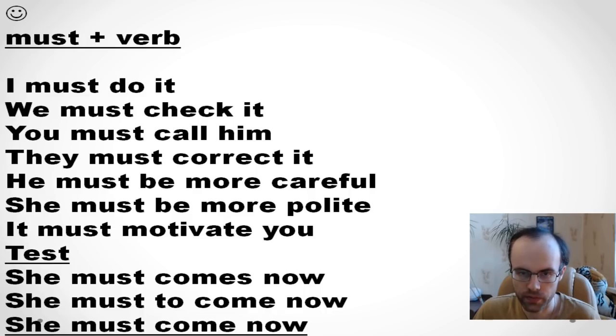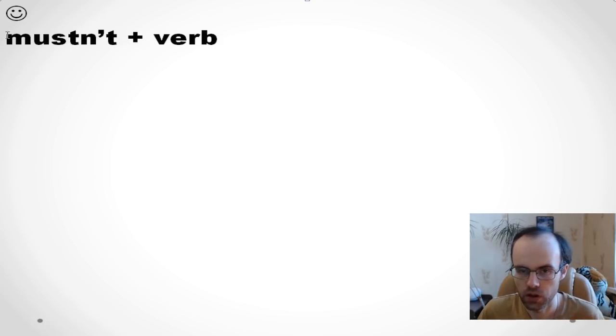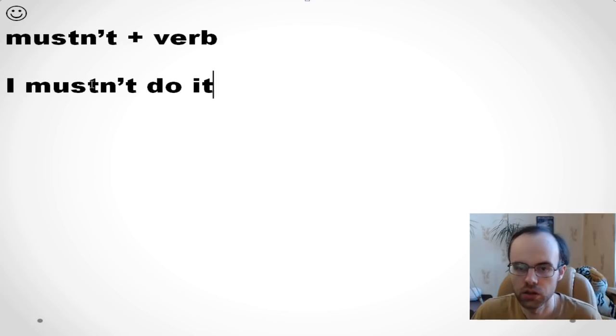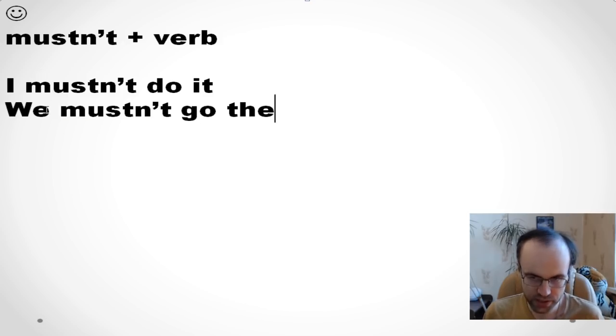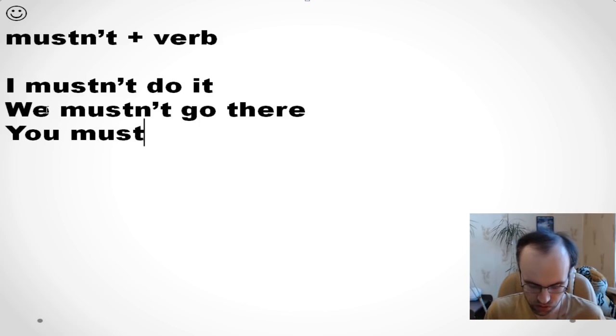Okay, negative form. Mustn't plus verb. I mustn't do it. Not mustn't, mustn't. We don't pronounce t, no. I mustn't do it. We mustn't go there. You mustn't listen to it.